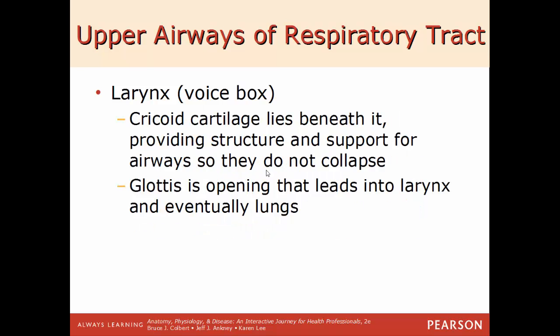And it's the largest of the cartilages that are found in the larynx. The cricoid cartilage lies just beneath that, providing a structure and support for the airways so they don't collapse. And the glottis is the opening that leads into the larynx and eventually the lungs. When someone gets intubated, you are entering the tube through the glottis down into the trachea.